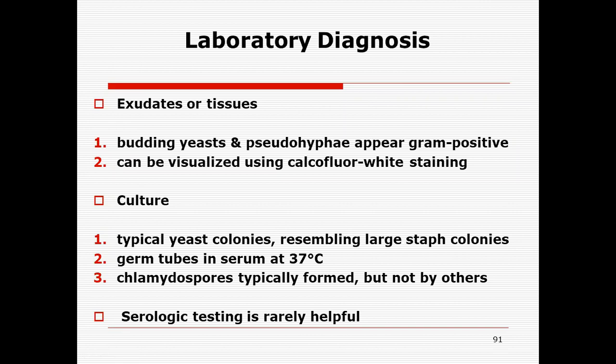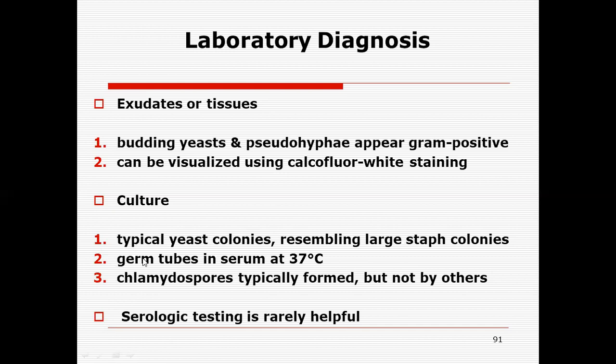We can perform another test to differentiate whether the cause of the infection is Candida albicans: we can take the serum and incubate it for 2 to 3 hours, and there will be a germ tube appearance at 37 degrees centigrade. The chlamydospores are typically formed, but not by the other species of Candida. So you see the appearance of the yeast colonies on Sabouraud agar, and to some extent it can grow on blood agar also. And the visualization of the germ tubes in the serum.